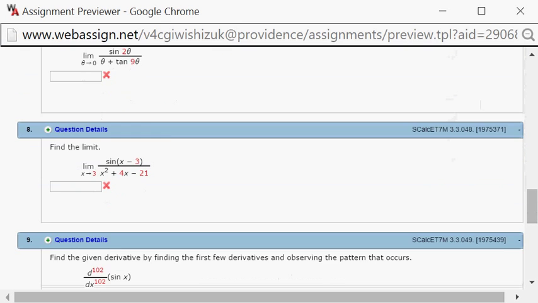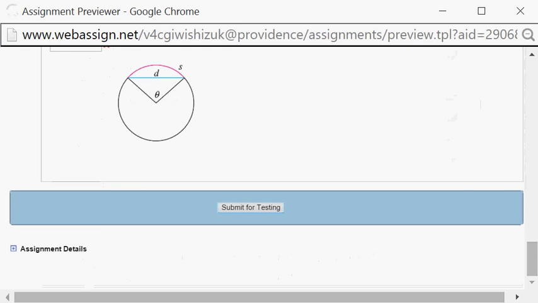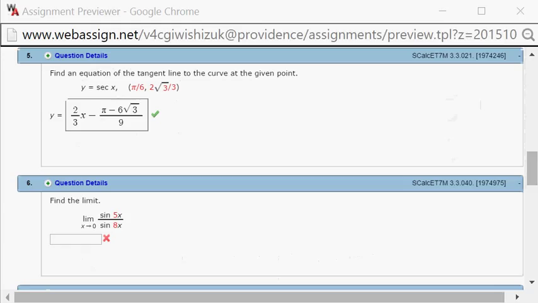Alright, so let's submit for testing. It came back and looks like we got this one correctly. Alright, that's it. I hope that this was clear.